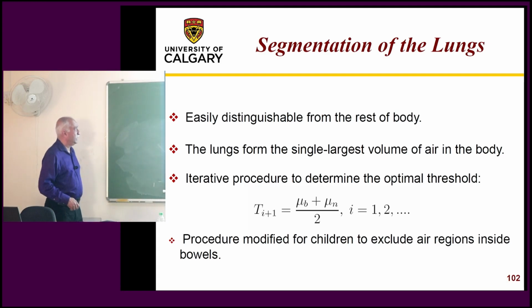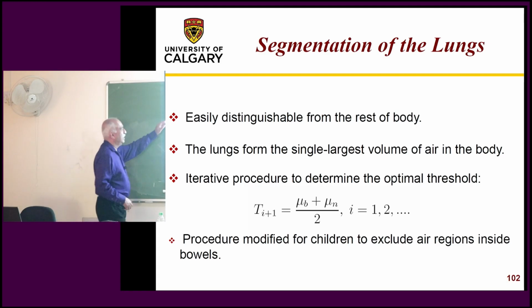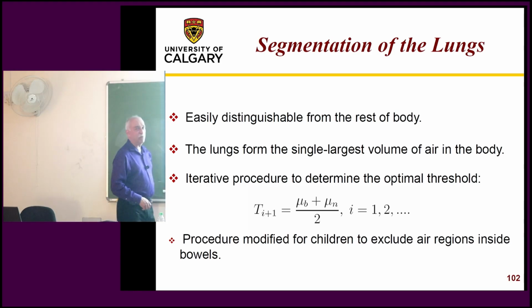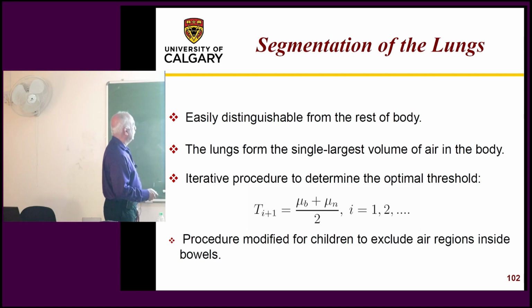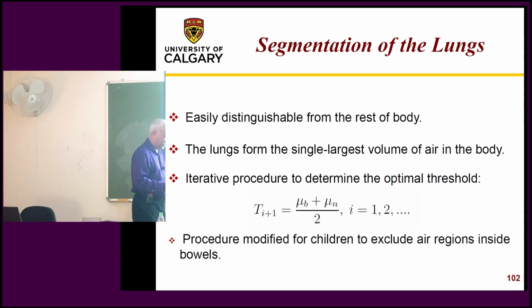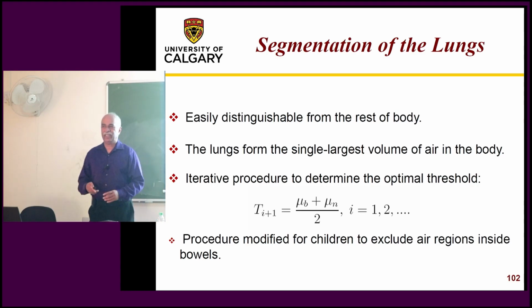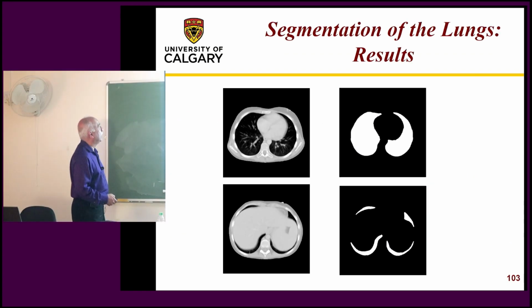Segmentation of the lungs: they are easily distinguishable from the rest of the body. The largest volume of air in the body, and an iterative procedure to get the optimal threshold. The new threshold is mu b plus mu n over 2. So we have the background and the air. You find the optimal threshold, and you want to remove small pockets of air. I didn't mention the bowels, so in the gastrointestinal system there could be pockets of air.